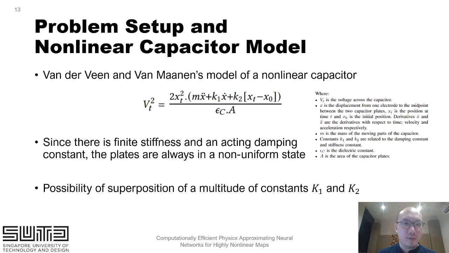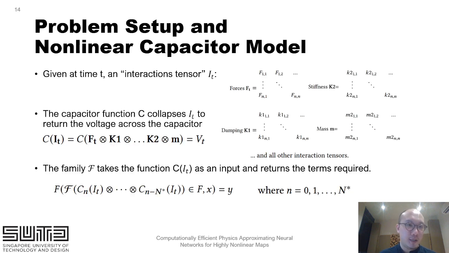So in the capacitor model, we have this model, which is by van der Veen and van Manen. Since there is finite stiffness and acting damping constant, the plates are always non-uniform, because in a film capacitor, you have two plates that are acting against each other all the time. So this gives us a possibility of a multitude of constants, K1 and K2. And not only that, maybe we have some other interactions going on, right? Like the forces between F1, the two plates, or the mass at different points of the mesh of the plates, right? So we can think of it as one big interaction tensor.